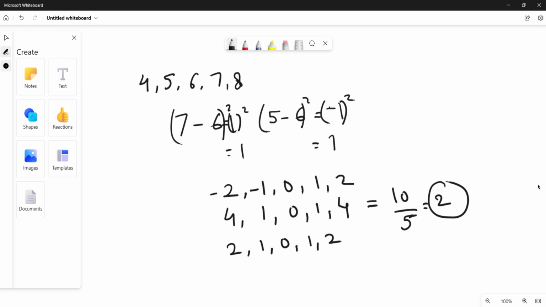Now, what would the other case be? If we took the absolute values instead, we would have had 2, 1, 0, 1, and 2, which adds up to 6, and over 5 gives us something that isn't as reflective of the difference. So what we would like to do is probably go with the square.